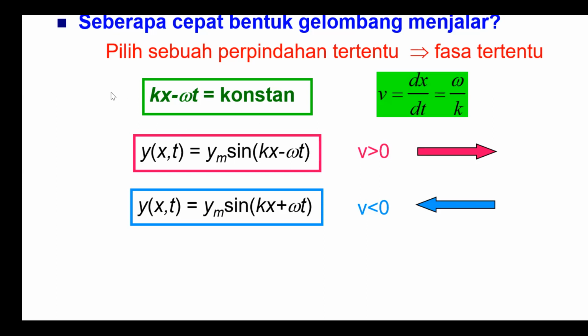If the speed, or the value of the velocity v, is greater than 0, then the wave moves from the left to the right. And if v is less than 0, the propagation velocity of the waves, then we get this function, and the wave moves from the right to the left.